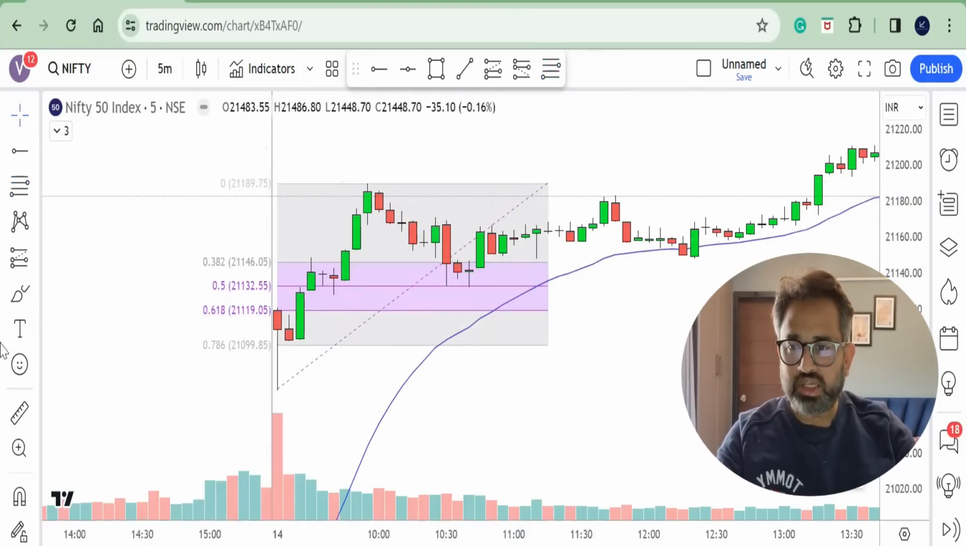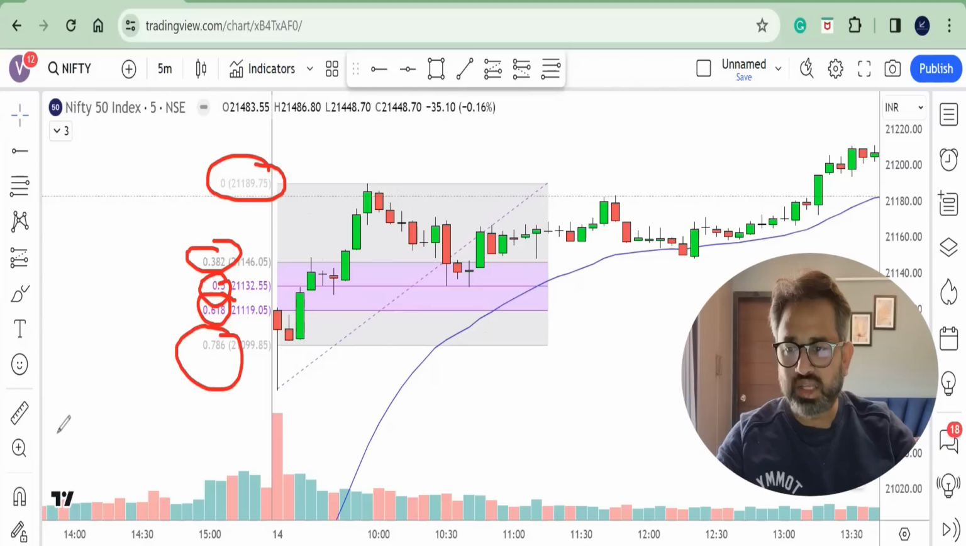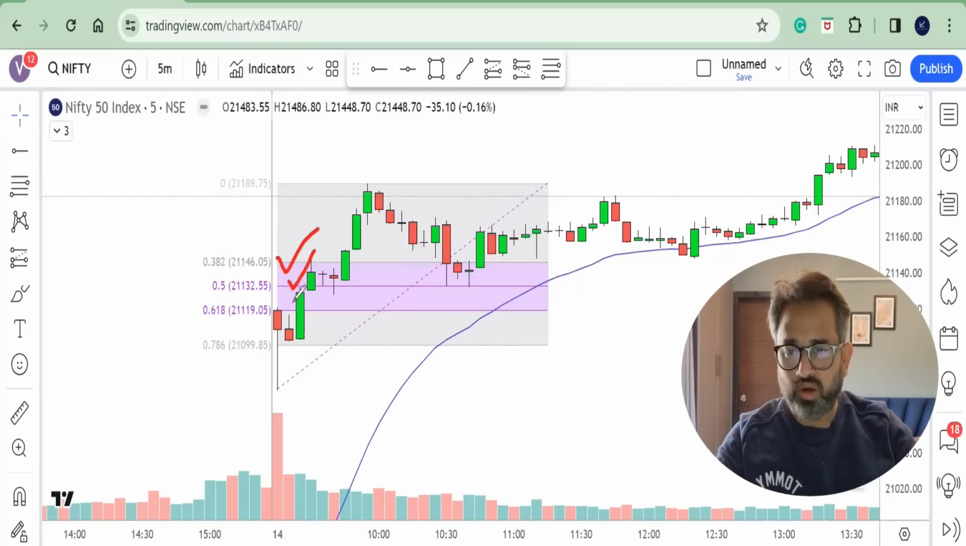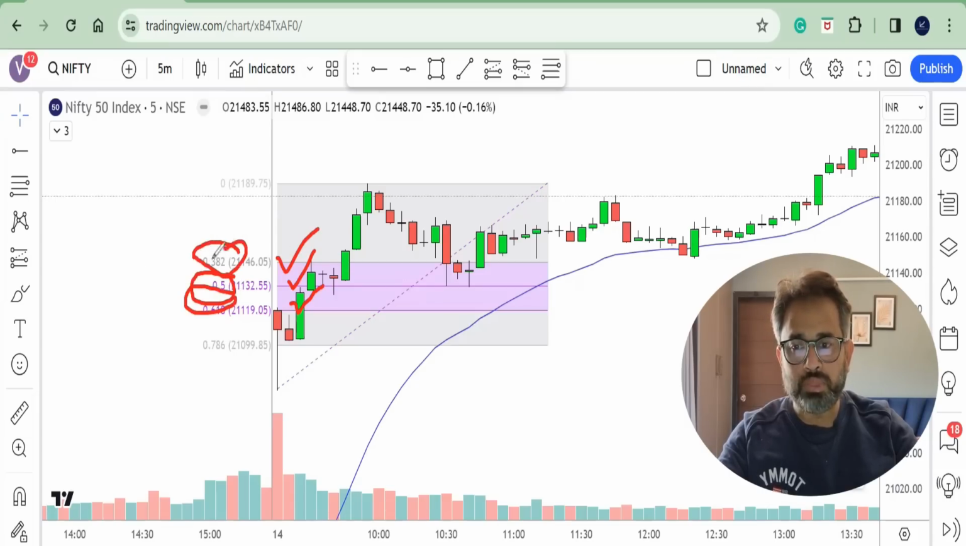So Fibonacci retracement has many levels. You can see 0 to 0.382, 0.5, 0.618, and 0.786. But the most important levels are 0.382, 0.5, and 0.618. When in a strong uptrend, price is likely to take some support. And there are two types: the deep retracement and the shallow retracement. When price comes to 0.5 or 0.618, that is called deep retracement. And when price bounces from 0.382, that is called shallow retracement.